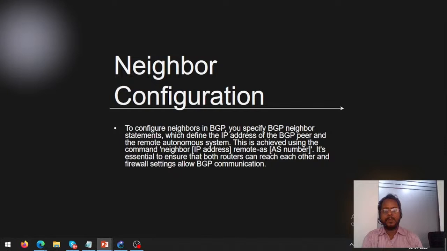It is essential to ensure that both routers are reachable, because reachability is very important in the case of BGP. If the next hop neighbor is not reachable, then no relationship can be formed in BGP. That is very important. And for firewall settings, you have to allow BGP communication. So next hop reachability is a great condition for BGP.